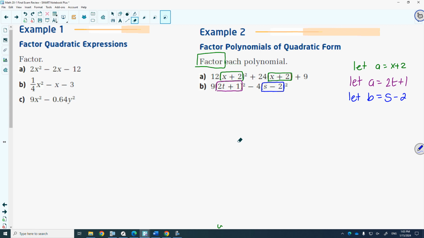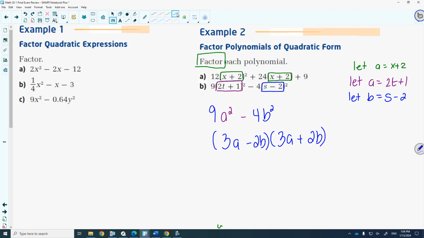So it will be 9A squared minus 4B squared. Rana, what type of factoring would that be? Two terms separated by a minus. Any idea? Brooke? Difference of squares. Two terms separated by a minus is a difference of squares. 3A minus 2B, 3A plus 2B.